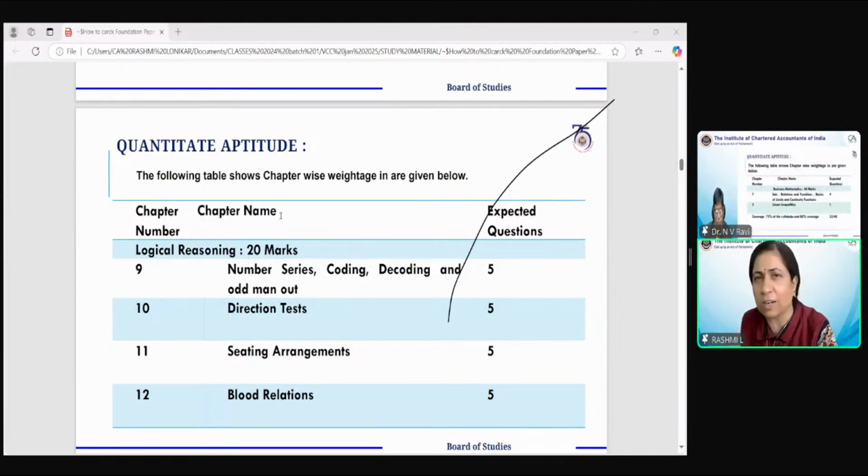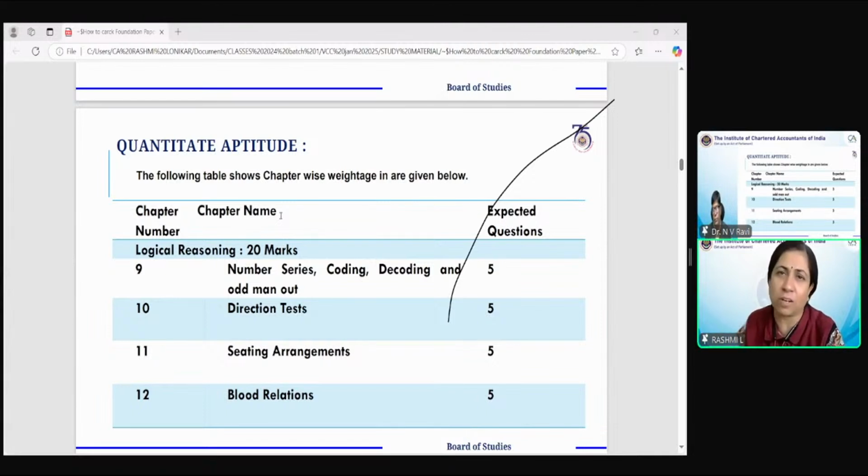Then seating arrangement, again the same thing. If you have a little doubt, just make sure you're drawing the table. If six people are sitting in front of each other across a table, imagine that you are sitting there: who will be to my left, who will be to my right. That becomes easier for you to give the answer.